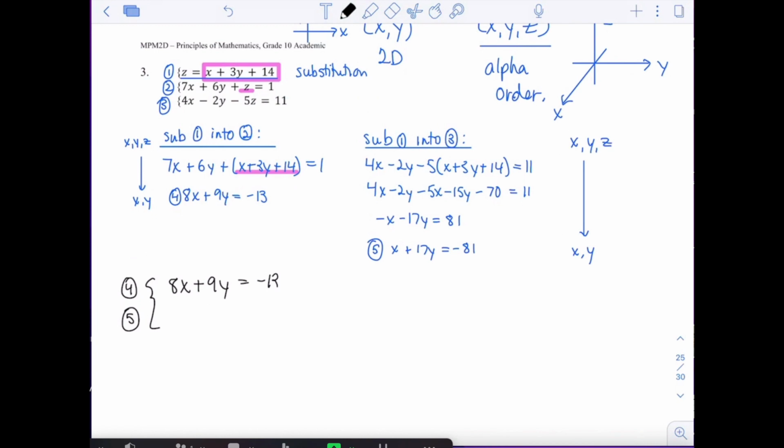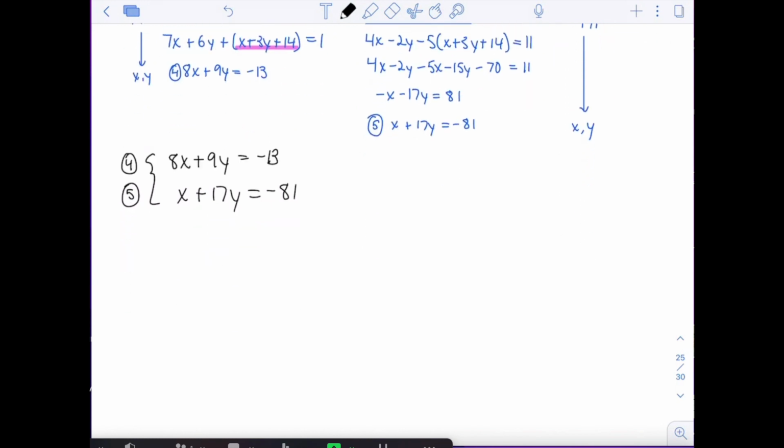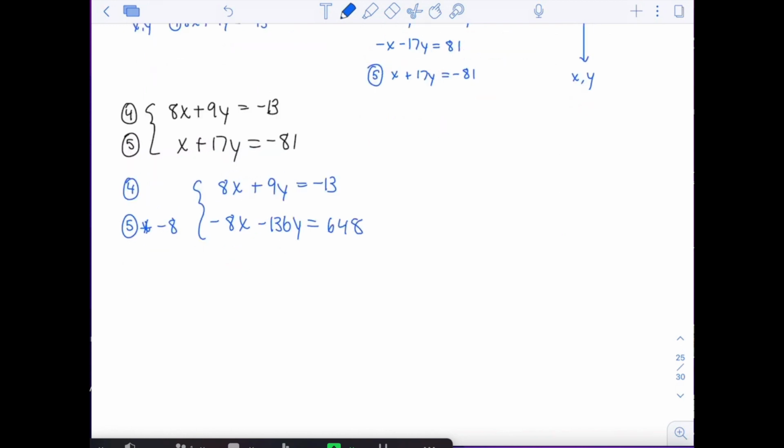Hopefully it's becoming clear that what I can do is solve this xy system just for x and y. Let's forget about the z for now. So what I'm going to do, just to change it up a bit, is use elimination. I'm going to copy and paste this first one, and multiply the second line by negative 8, and the reason I do this is so that I don't have to worry about signs when I actually combine the two lines together.